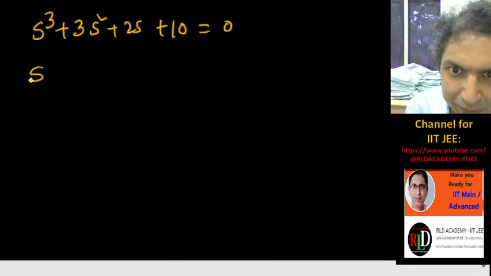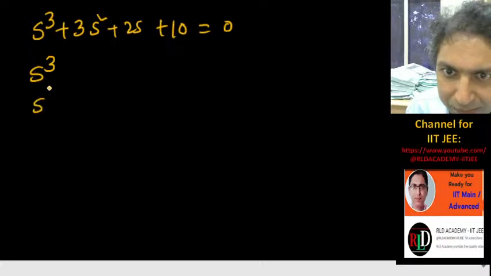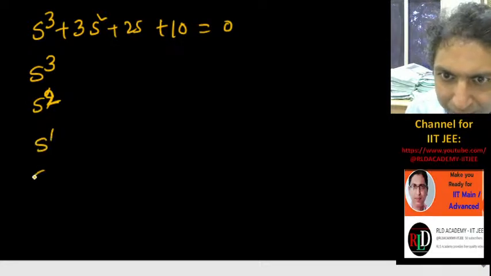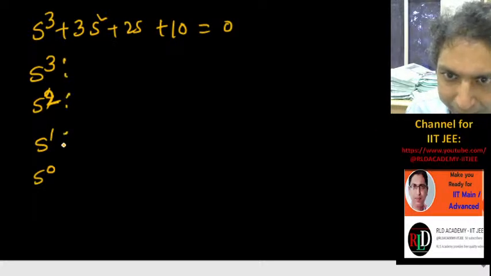Then what we will do, we will try to make the Routh-Hurwitz table. So this is s cubed, then s squared, s to the power 1, s to the power 0. So this table we have to make.